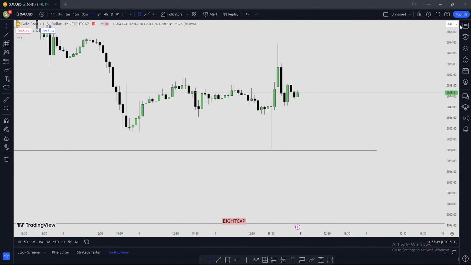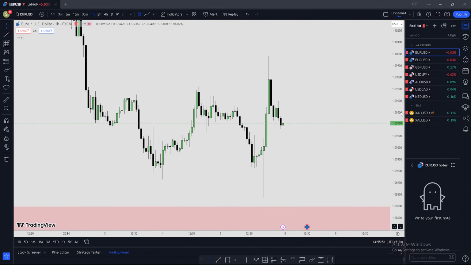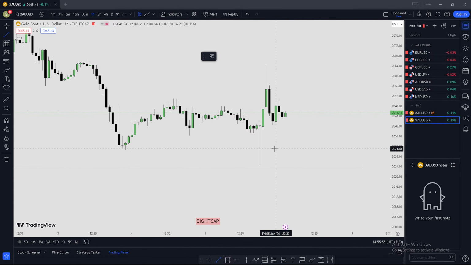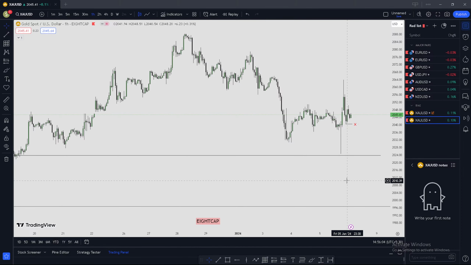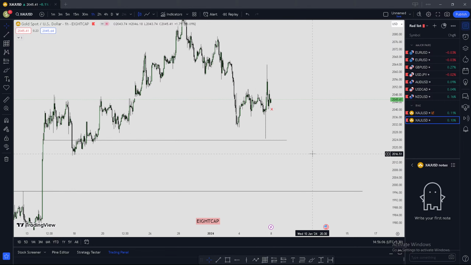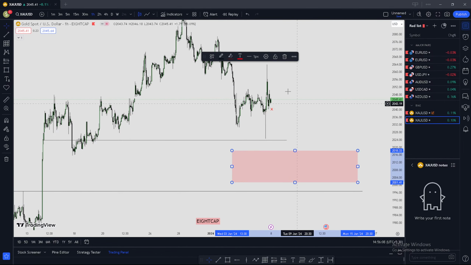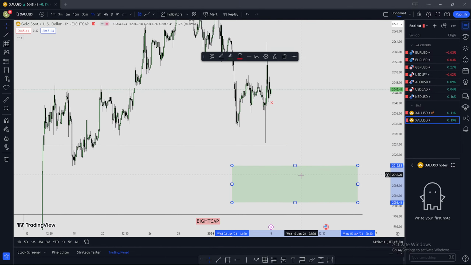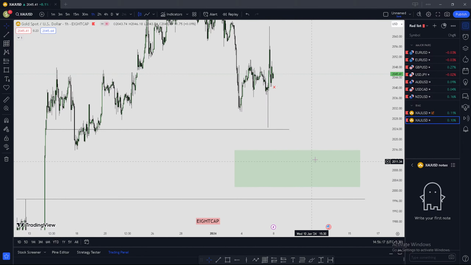So moving on to the euro USD. The chart is waiting for the market to give us a break below this level, so that after that we can look for price. This is the green zone approaching. Yeah, this is the green fair value gap zone that we approach.